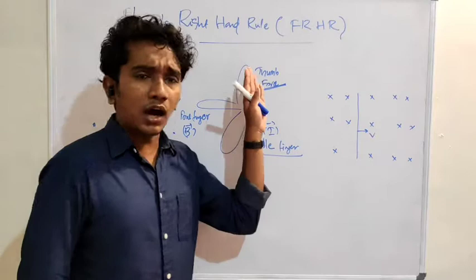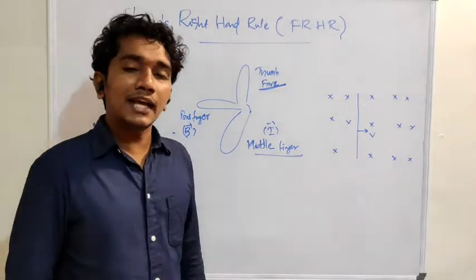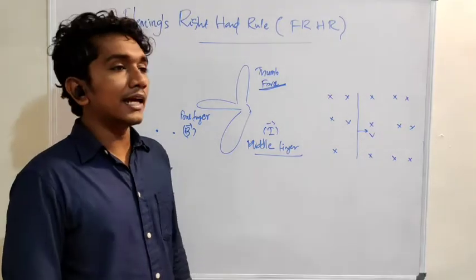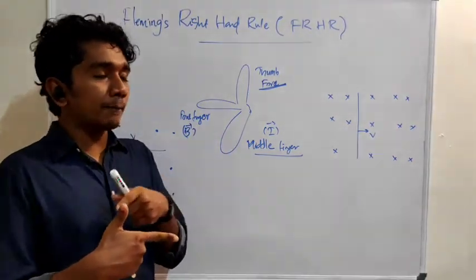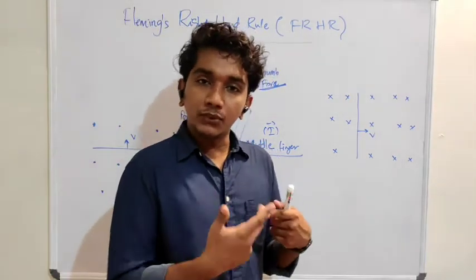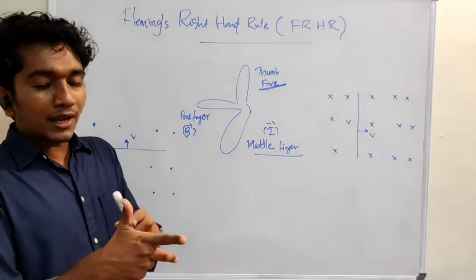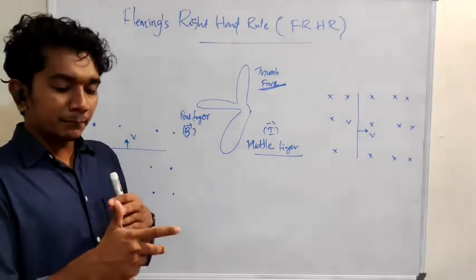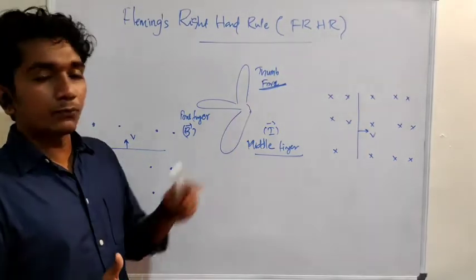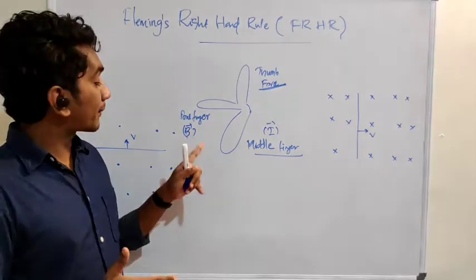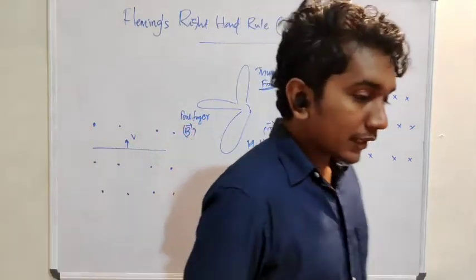Okay, so let me give you some examples. There will be a question like: define Fleming's right hand rule. How do you define that? Stretch the thumb, forefinger and middle finger of your right hand, and make them all mutually perpendicular. Then the thumb represents the force, the forefinger represents the magnetic field, and the middle finger represents the current.